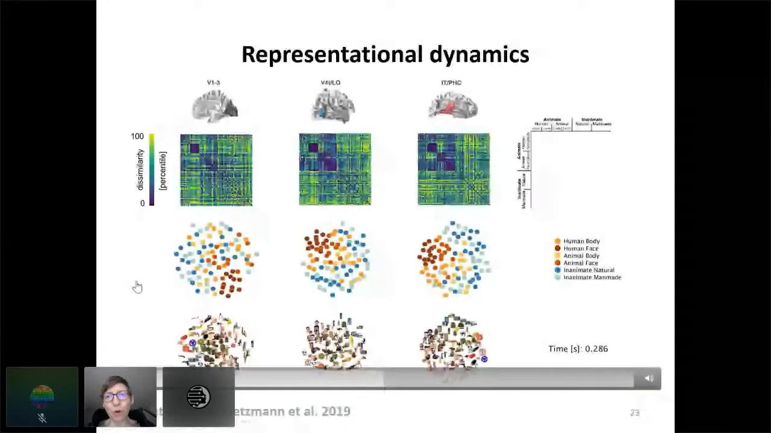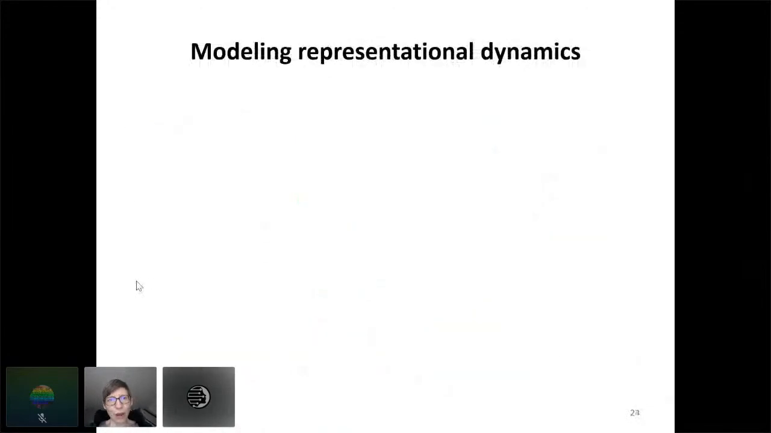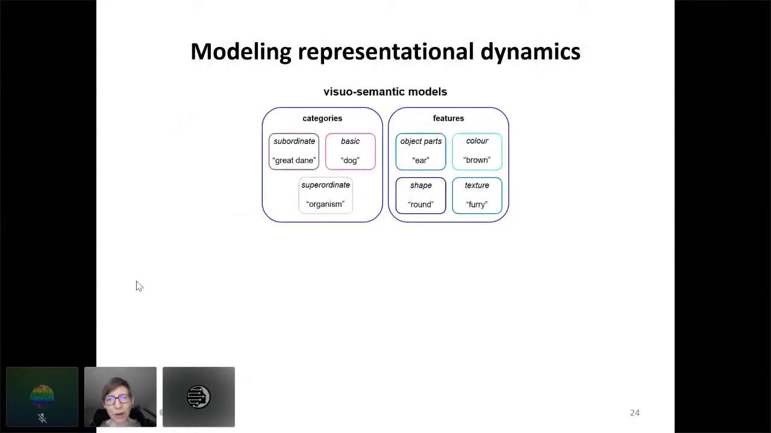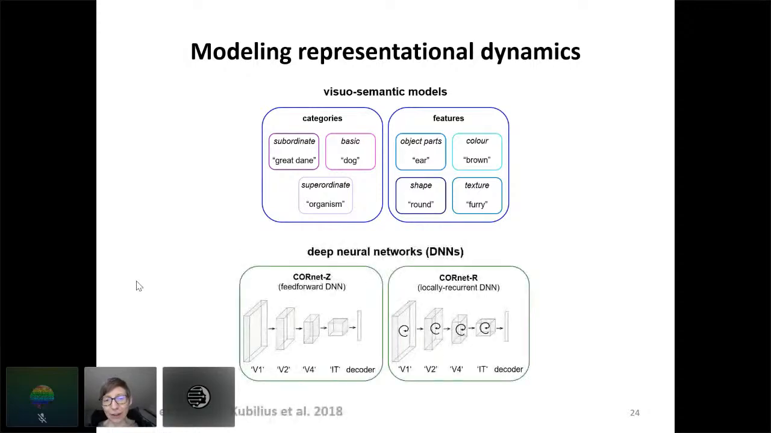So how did we go about explaining these data? We used two types of models, two classes, I would say. One is Visuo-semantic models, and these models consist of labels for the objects that were generated by human observers. These are both categories at different levels of abstraction and features, including object parts. These models have been quite common for multiple decades for explaining representations in higher level visual regions. What's quite interesting here is that the human observers are basically providing us with labels after they've already done all the computations, right? So this model is not computationally explicit, but we know it is a good model for explaining variance. The other class of models is deep neural networks.